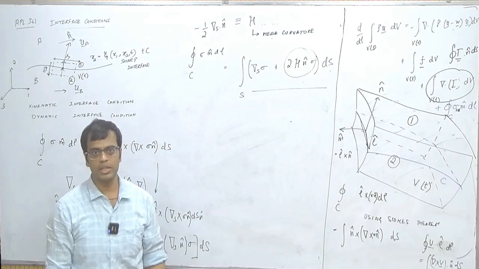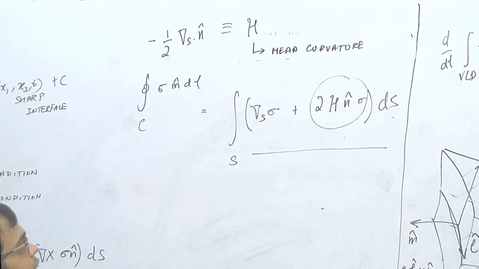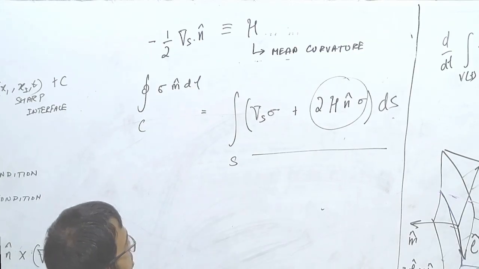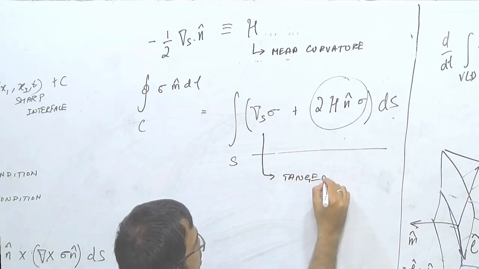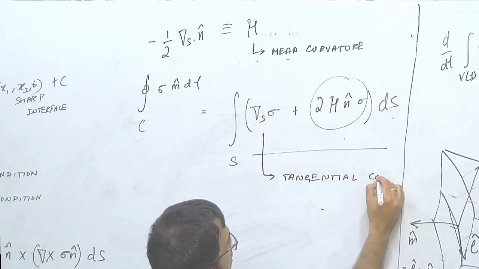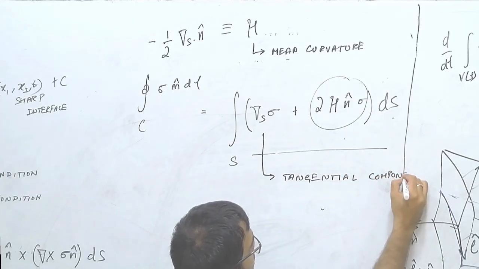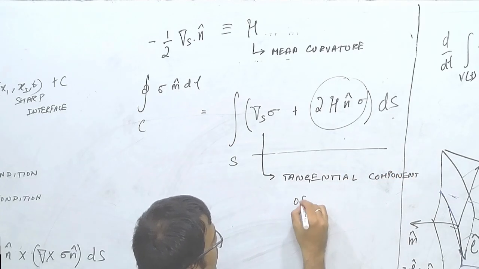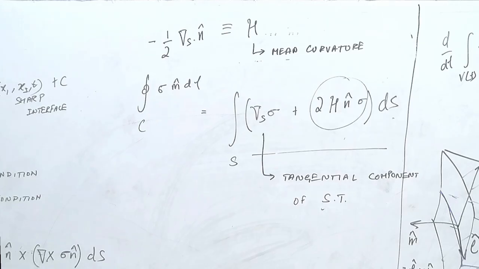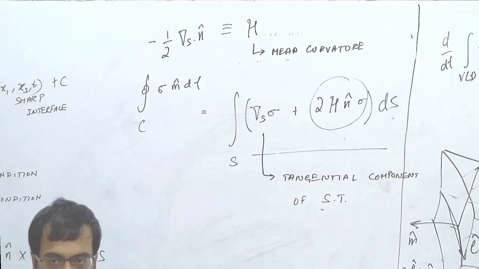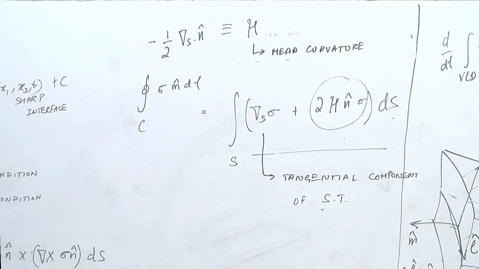N hat is the normal direction, but we also see that there is a tangential force. So this is the tangential component of surface tension, and it is of course 0 if this surface tension coefficient is constant over the interface. If sigma is constant over the interface, grad s of sigma is 0.